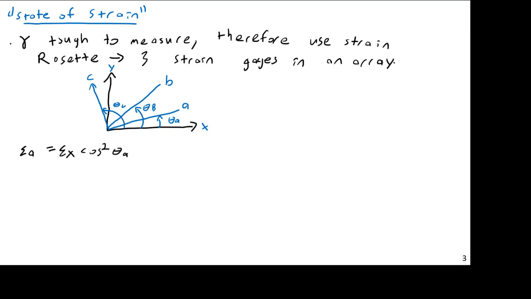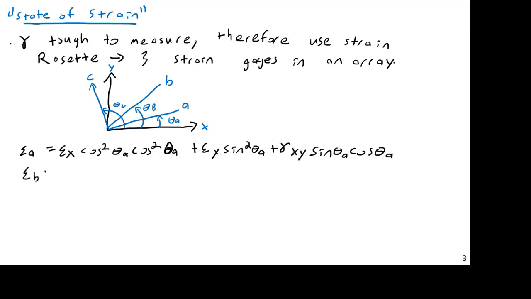Actually, not substituting directly, sorry. These are equations 10-16 in the text. These are taking the previous equations and also doing some algebraic manipulation. Okay, so epsilon A is going to be equal to epsilon x cosine squared of theta A plus epsilon y sine squared theta A plus gamma xy sine theta A cosine theta A.